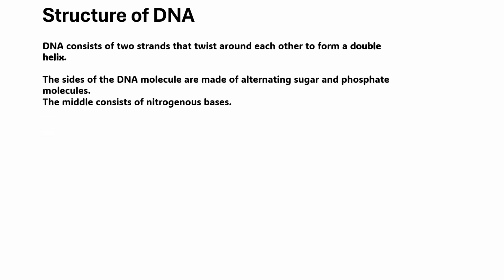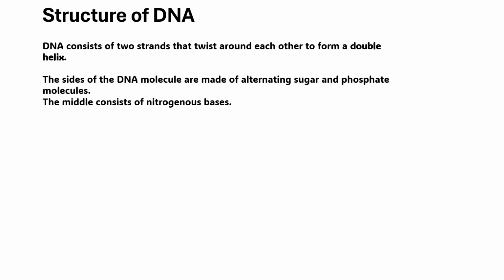Structure of DNA. DNA consists of two strands that twist around each other to form a double helix. The sides of the DNA molecule are made up of alternating sugar and phosphate molecules. The middle consists of nitrogenous bases.